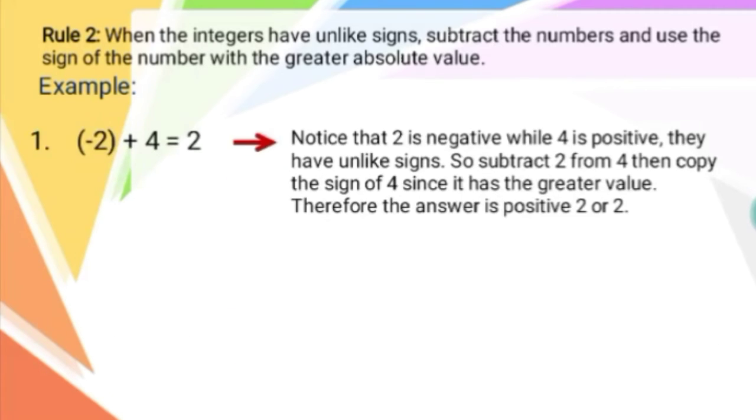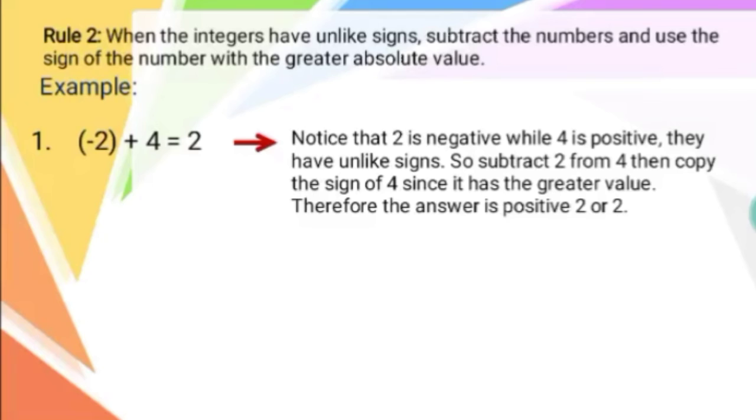For example, negative 2 plus 4 equals 2. Notice that 2 is negative while 4 is positive. They have unlike sign. So, subtract 2 from 4, then copy the sign of 4 since it has greater value. Therefore, the answer is positive 2 or 2.